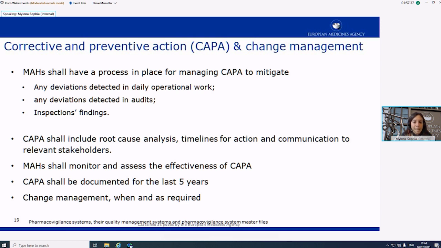You should give clear timelines for action, and if needed, communicate, of course, to relevant stakeholders. And this could include also NCAs or third parties. You should monitor how effective the actions and the plan you have made in the CAPA are. You should keep this recorded. So the legislation requests the last 5 years. And then, of course, you will implement change management when and as required. And these are all really listed as requirements in the Commission implementing regulation. In the next one.